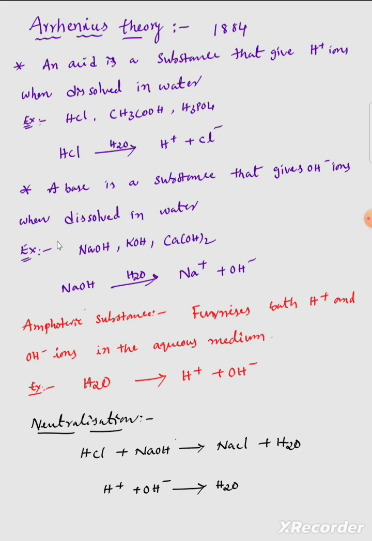This is about what is an Arrhenius acid, what is an Arrhenius base, what are amphoteric substances, and what is Arrhenius neutralization. Completed here. Then we will see what are the limitations of Arrhenius theory.